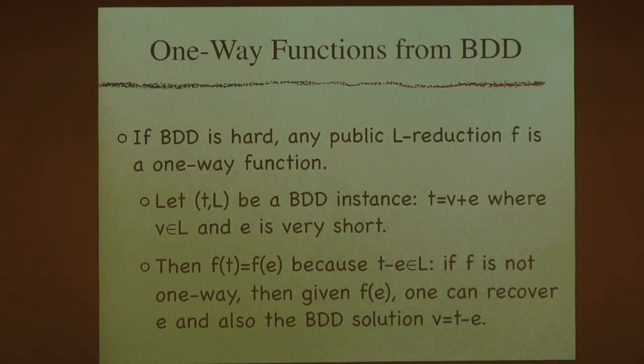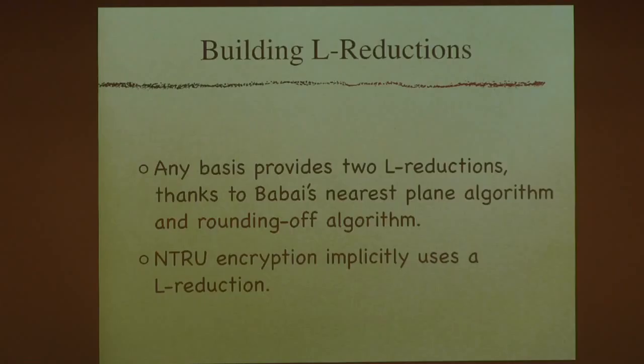But if F is not one way, given F of E, I can invert it, so I can recover E, but then I can also recover the BDD solution, because V is equal to T minus E. So saying that BDD is hard is the same as saying that this function, any L reduction, is a one-way function. Okay? I get tons of one-way functions from the hardness of BDD. Okay? So now, of course, you could ask, how do I build this kind of L reduction?